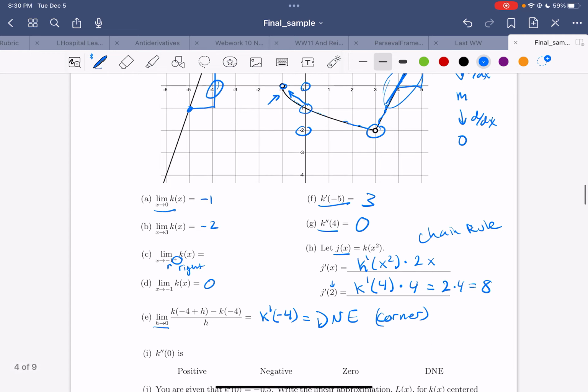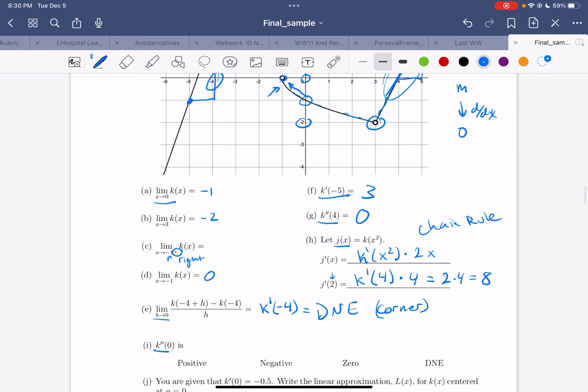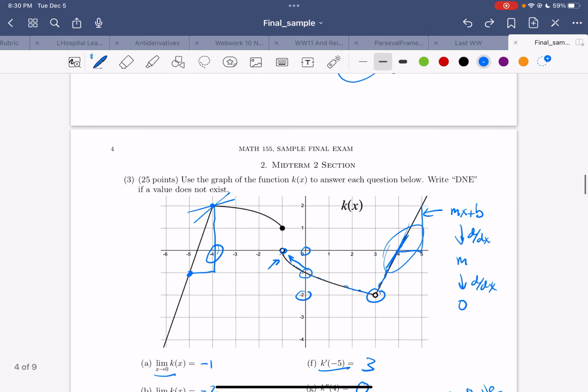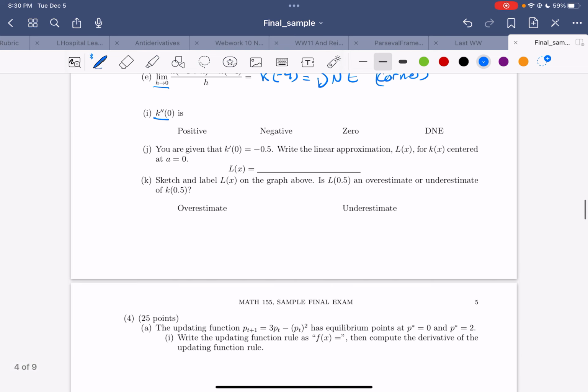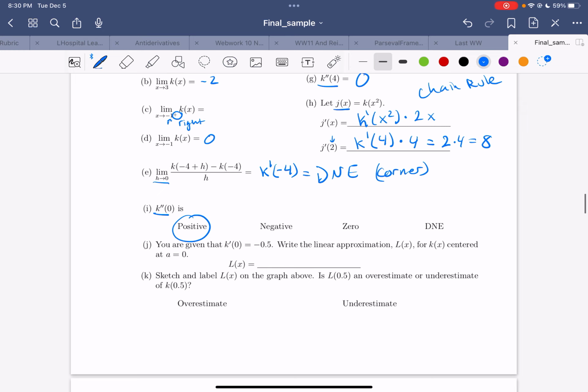Sweet. All right. The second derivative at 0 is... so notice they're not looking for a number. They're looking for a description: positive, negative, 0, or doesn't exist. So let's hop over here. Let's look at x equals 0. And this is looking concave up when x is equal to 0. So concave up, that's a positive second derivative.